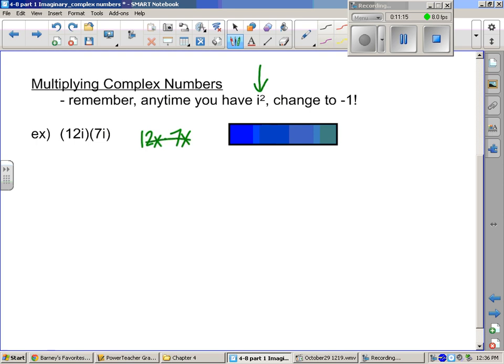12 times 7 is 84. i times i is i squared, but we're not allowed to have that. You must change it to a negative 1. It's the only number in the whole wide world that you square it and it's a negative. And therefore, my final answer will be negative 84.